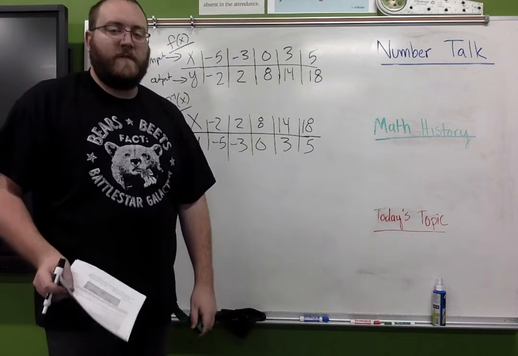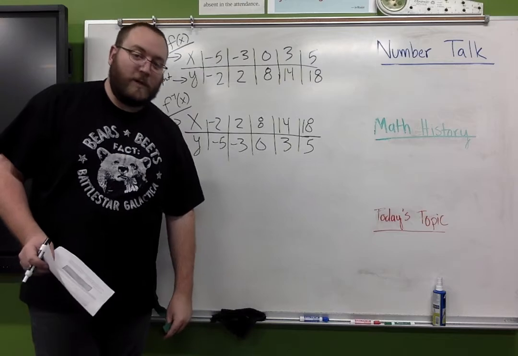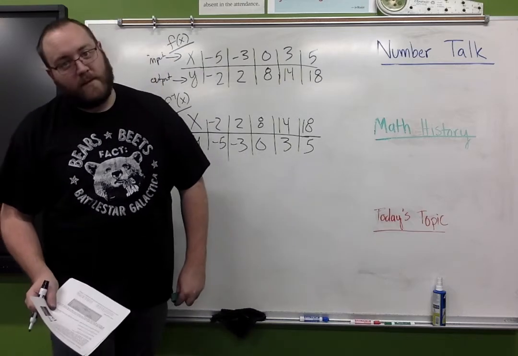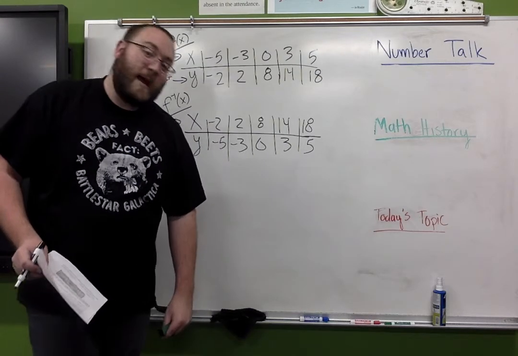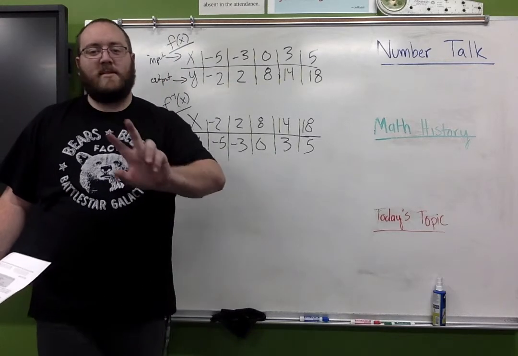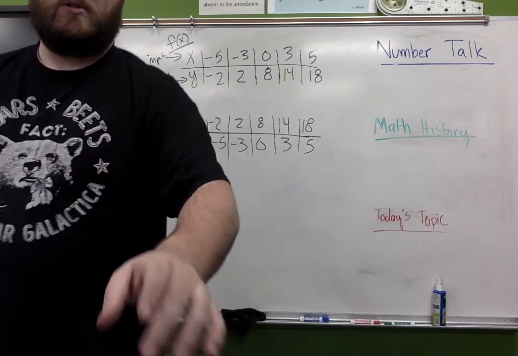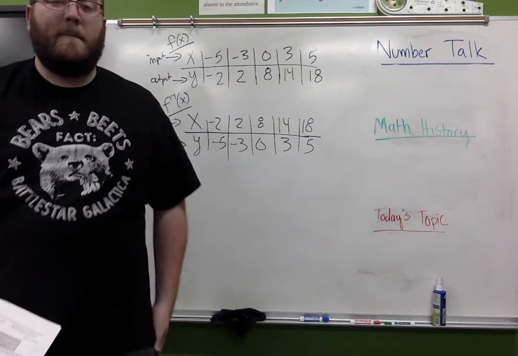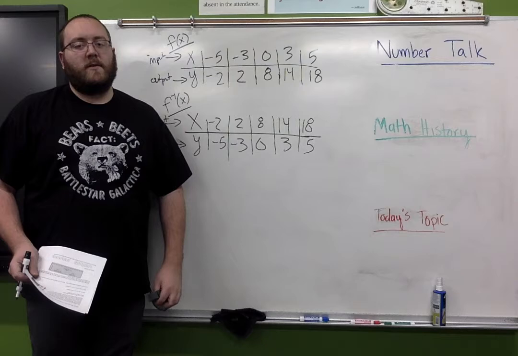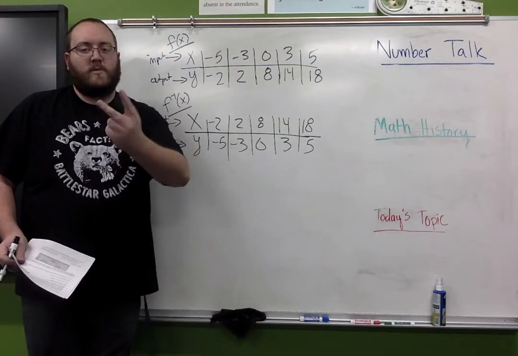Okay, so in the original function, you have a domain. The domain of the original is the range of the inverse. And the range of the original is the domain of the inverse. The x and y's, they switch. Domain and range switch. Okay, and that's one of the biggest characteristics of an inverse function. The domain and range, the x and y's, they switch.